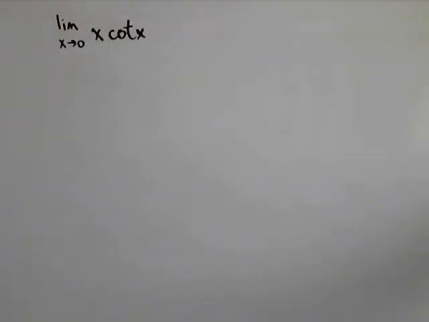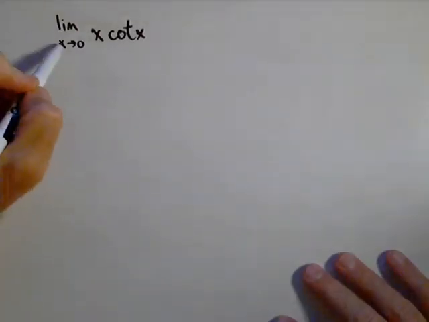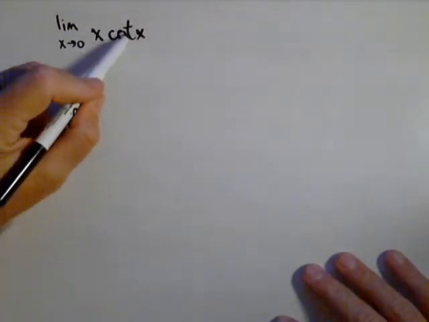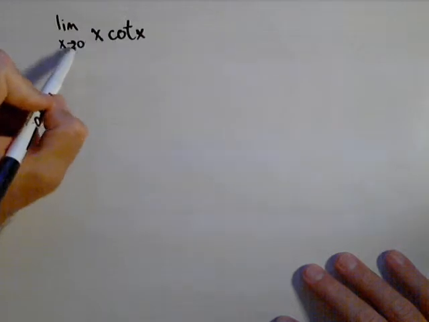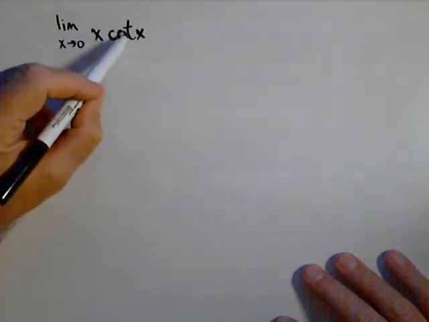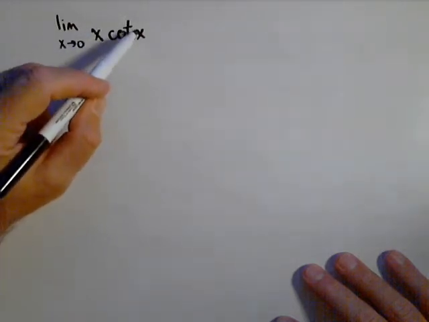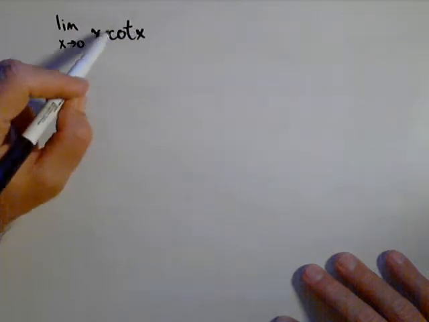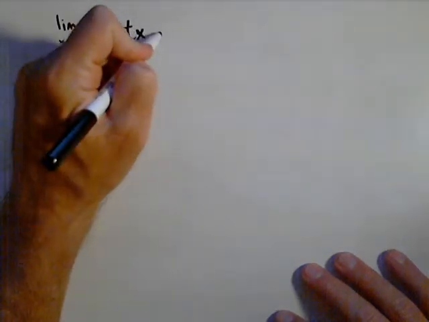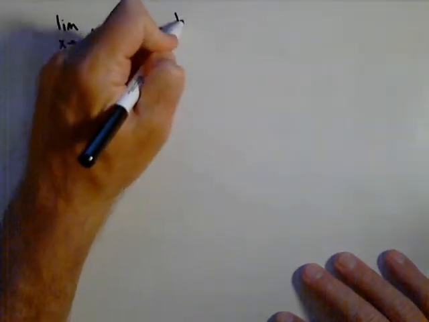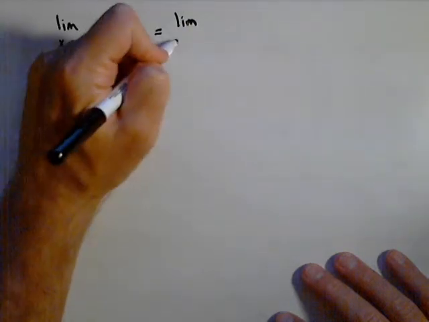In this video, we're going to look at some problems involving L'Hopital's rule, particularly when you start off with a product that you have to rewrite. So, the first one we're going to look at is the limit as x goes to 0 of x times cotangent x. Clearly x goes to 0. Cotangent has a vertical asymptote at 0, so this is a 0 times infinity case. It needs to be rewritten before we start taking any derivatives.